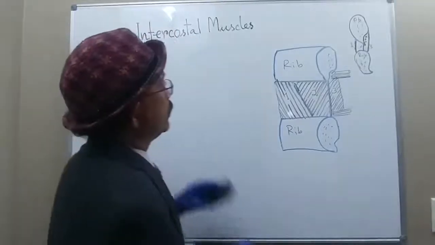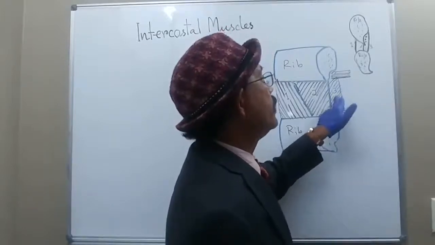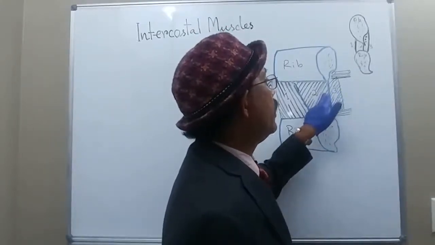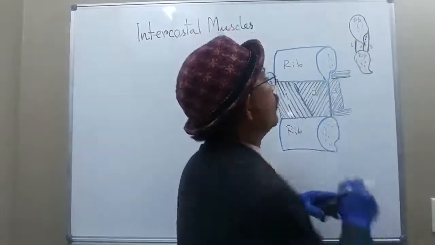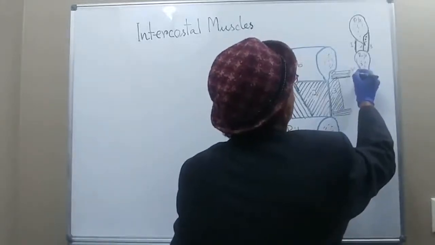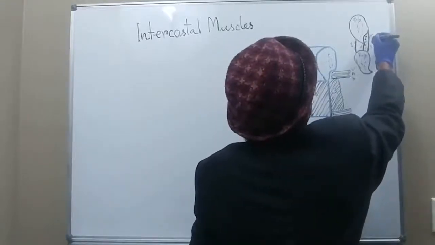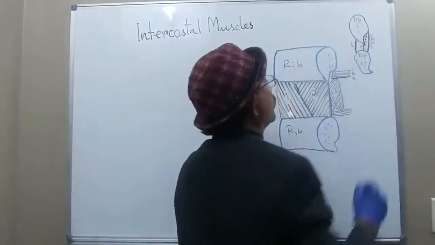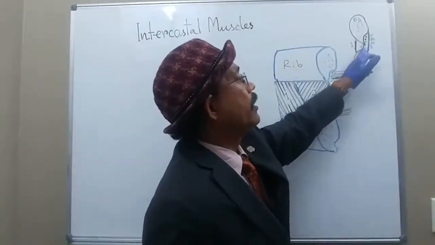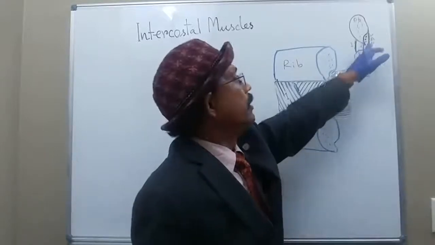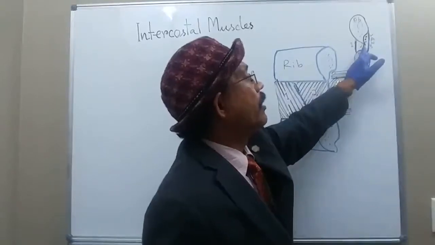Okay, we got that. So how can you differentiate what structure is present between the innermost intercostal and internal intercostal? This is the neurovascular bundle in the costal groove. We have the vein, the artery, and the nerve. Here is the vein, artery, nerve. These structures are present between the innermost intercostal and internal intercostal. We must remember that the neurovascular bundle is present between the innermost intercostal and internal intercostal.